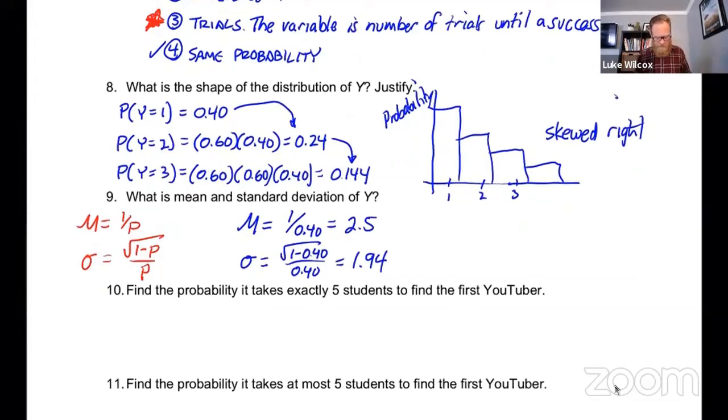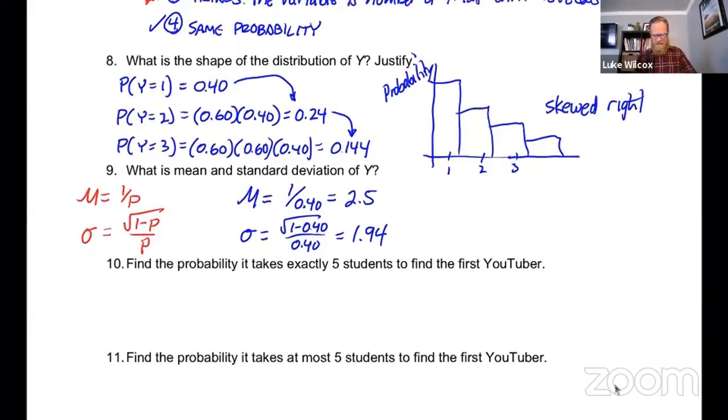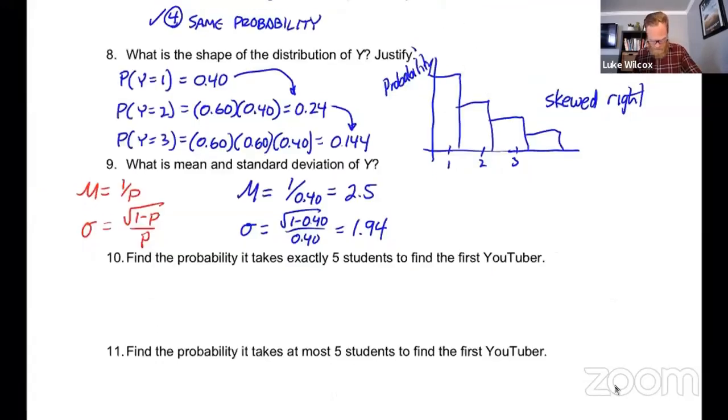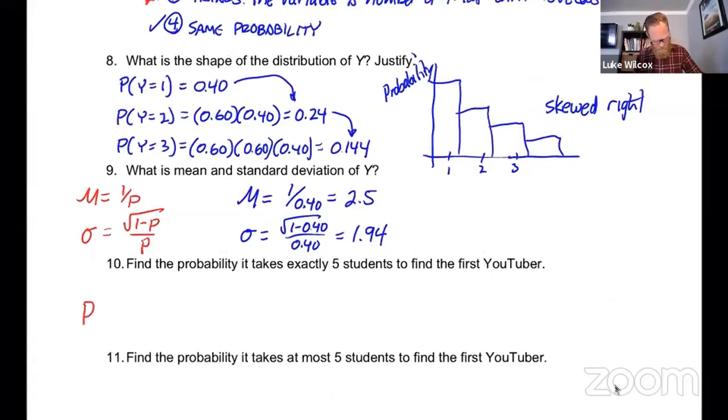Okay, up next, find the probability that it takes exactly 5 students to find the first YouTuber. Well, once again, our formula sheet here actually has the formula, although I think we were just about to arrive at this formula in the activity. But let's go ahead and record it. The probability of getting X trials until the first success is 1 minus P, which by the way is the probability of failure, raised to the X minus 1. That's actually how many failures. And then it's going to be followed by 1 success, right?